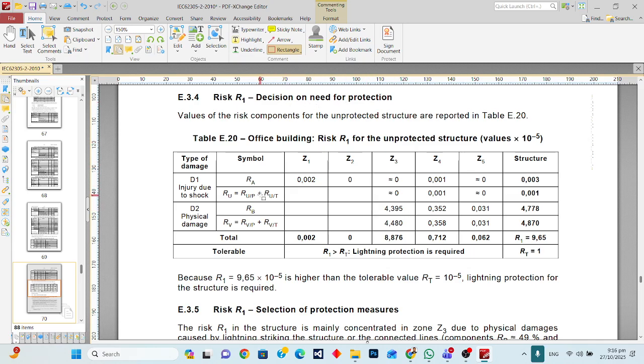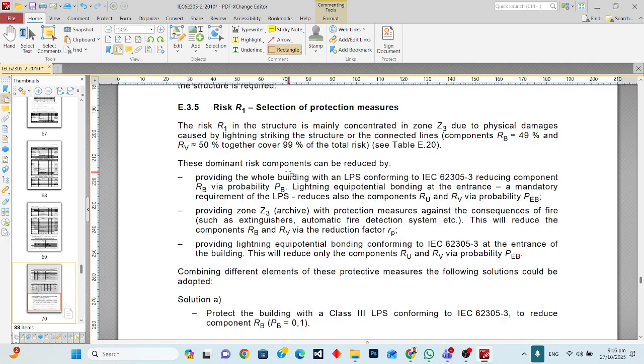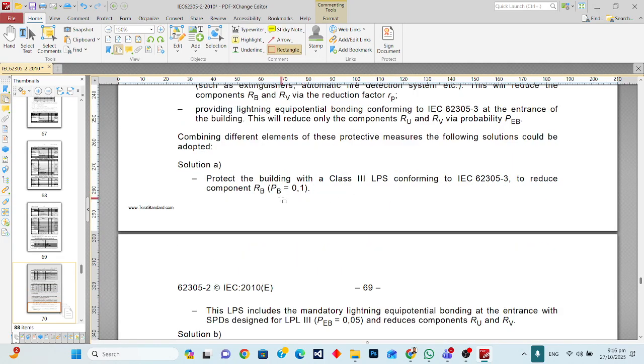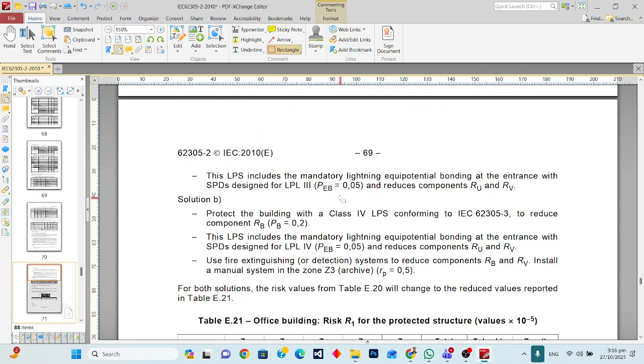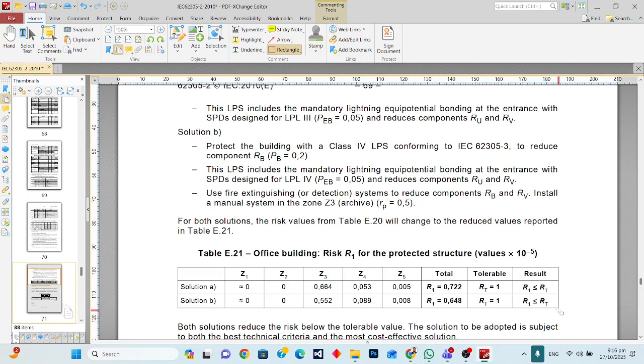Now they calculated the zones Z2, Z3, Z4, Z5. So R1 shows that lightning protection is required. You can see that RT is equal to 1. Now they have the LPS, confirming it reduces the component, and they have mentioned that. And now RV is less than this one. So I think level four protection will be applicable to this standard.